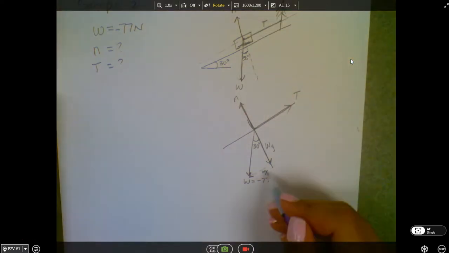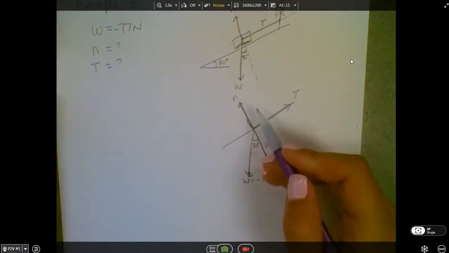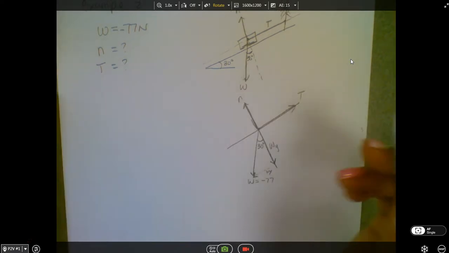And so gravity has two pieces. It has the weight in the y and the weight in the x. That's really important. Now, the normal force is only in the y and the tension's only in the x, so that's going to make it kind of nice. So now that we have our free body diagram, let's write our equations.